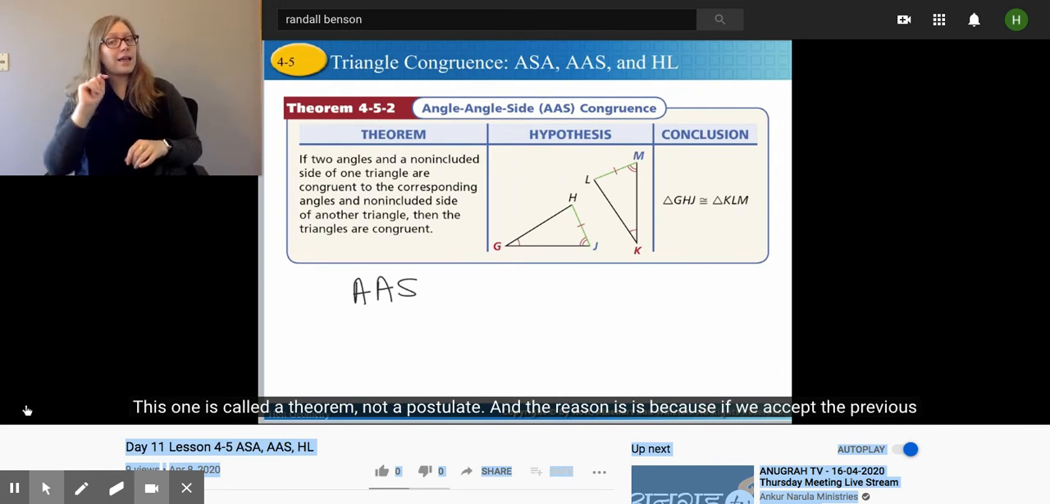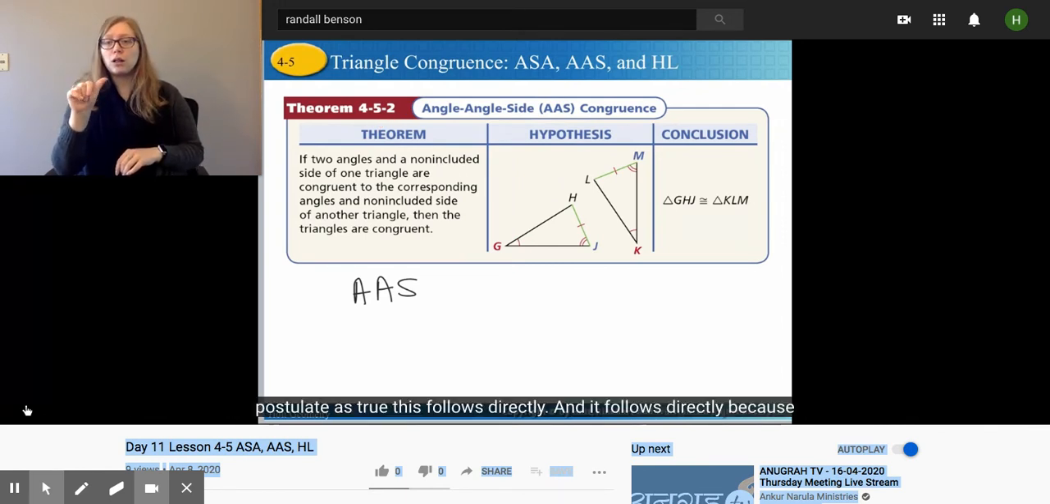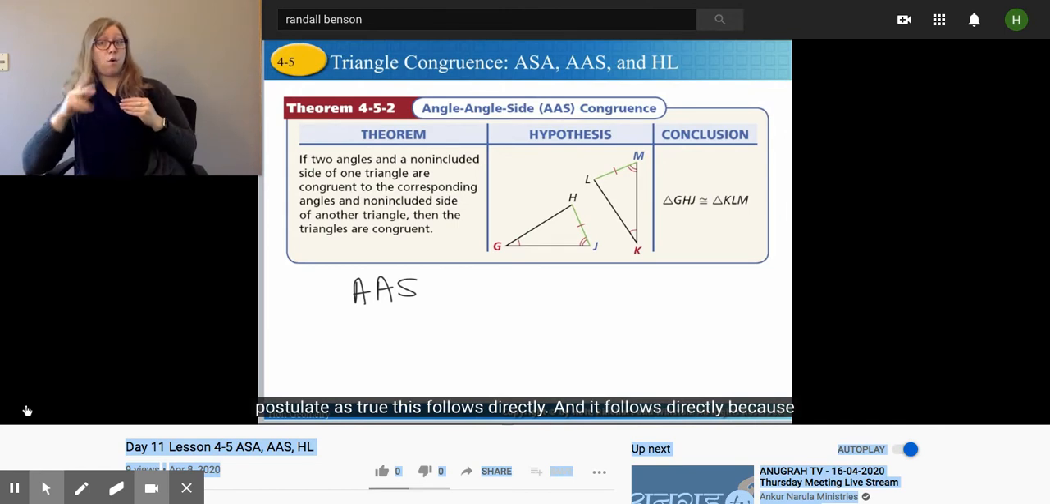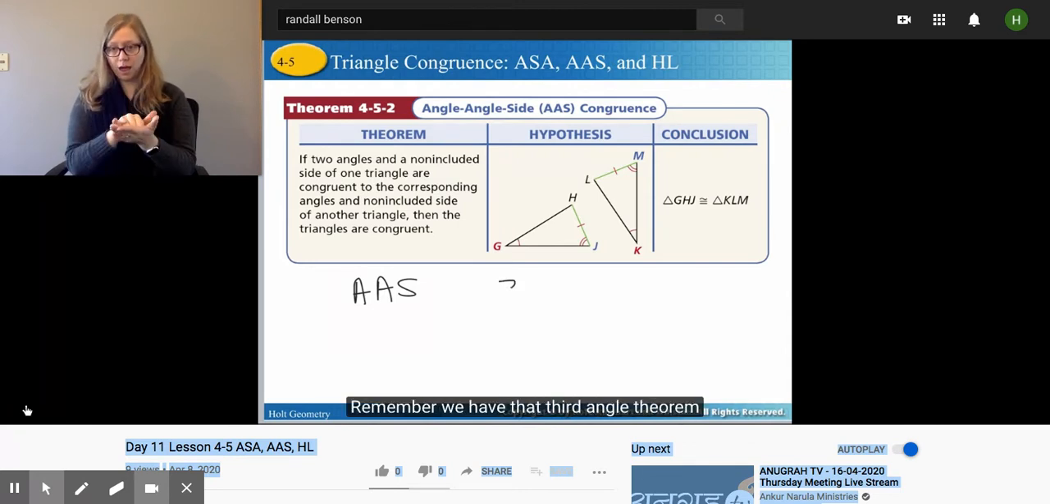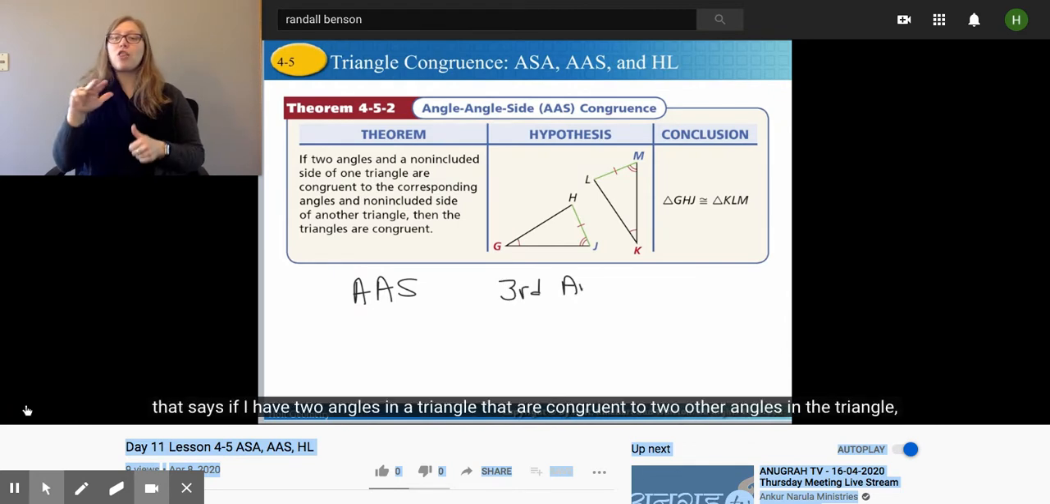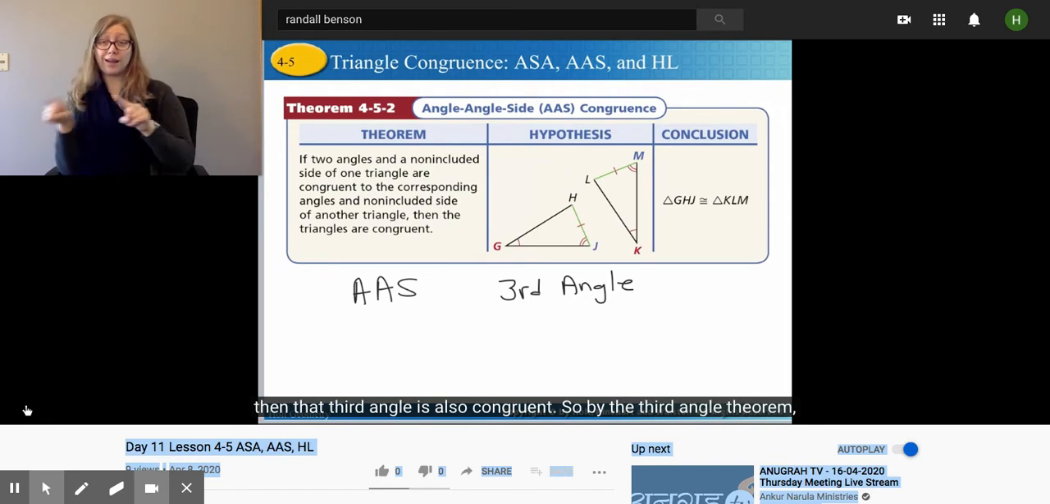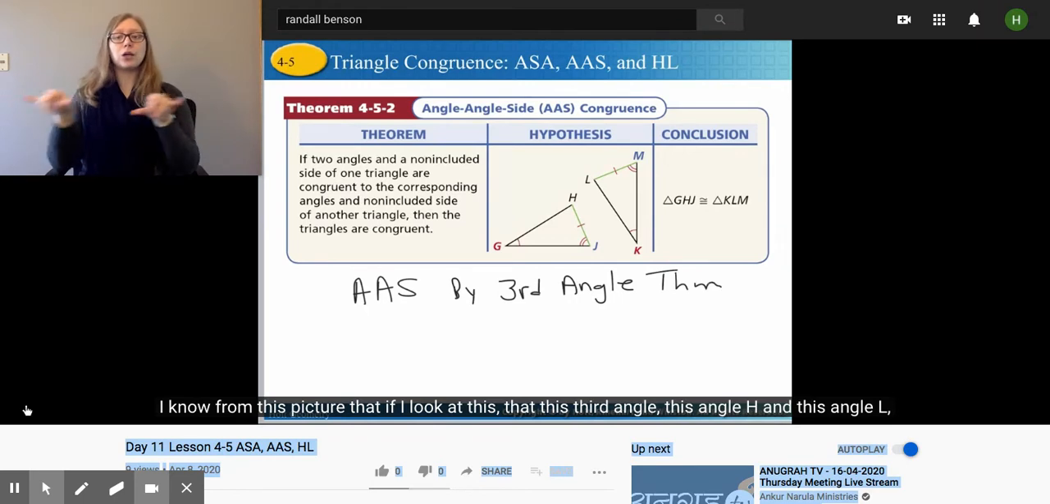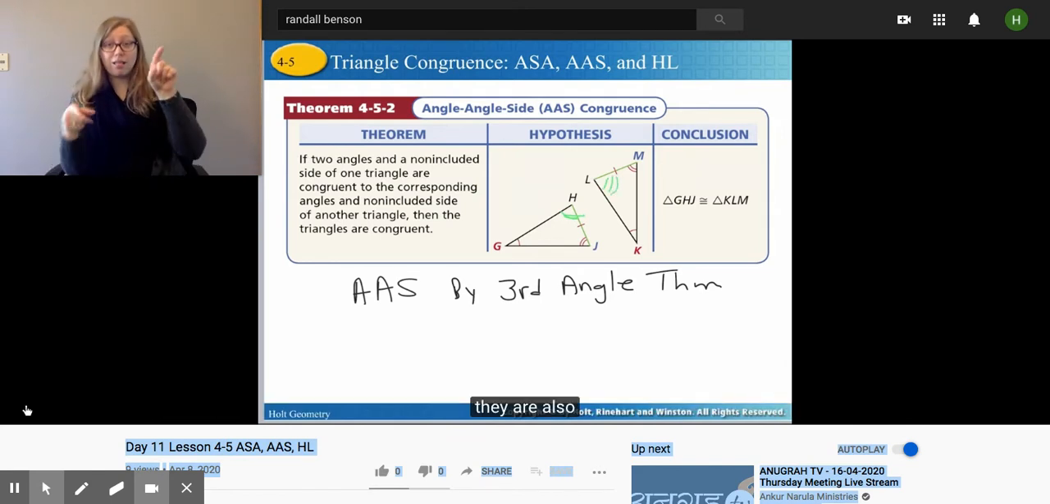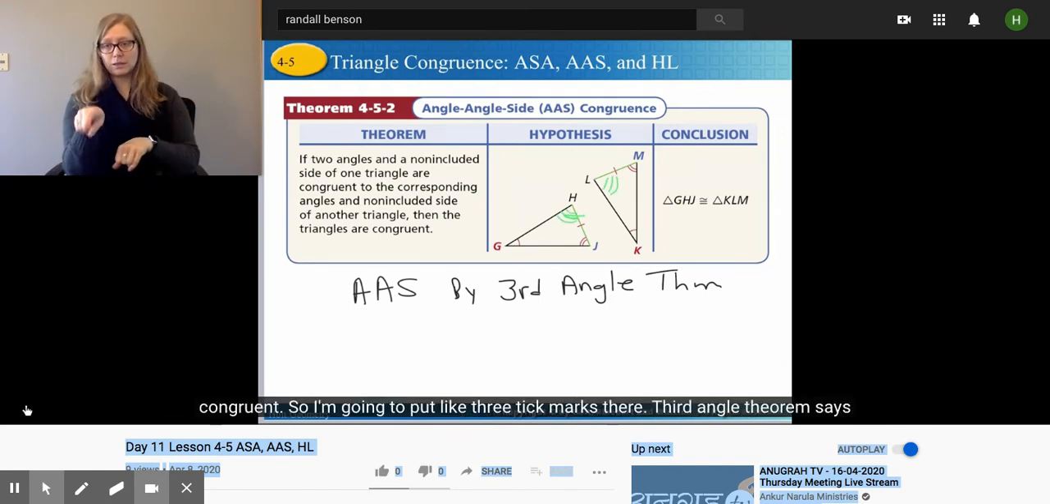And the reason is because if we accept the previous postulate as true, this follows directly. And it follows directly because we have that third angle theorem that says if I have two angles in a triangle that are congruent to two other angles in the triangle, then that third angle is also congruent. So by the third angle theorem, I know from this picture that this third angle, this angle H and this angle L, are also congruent. So I'm going to put like 3 tick marks there.